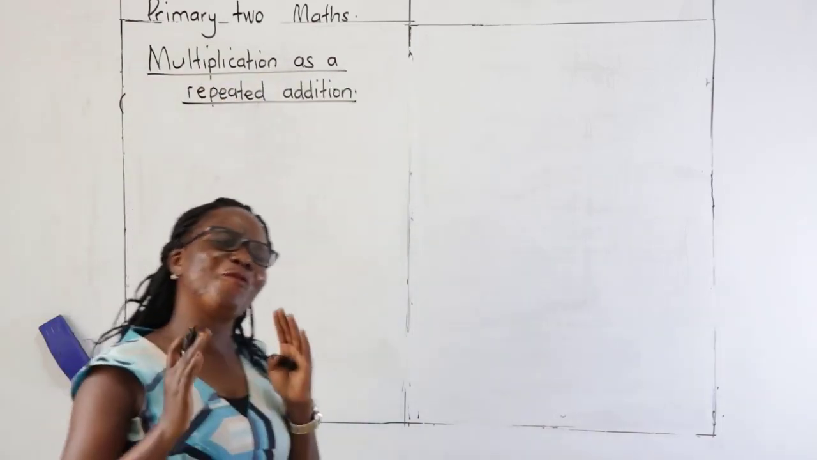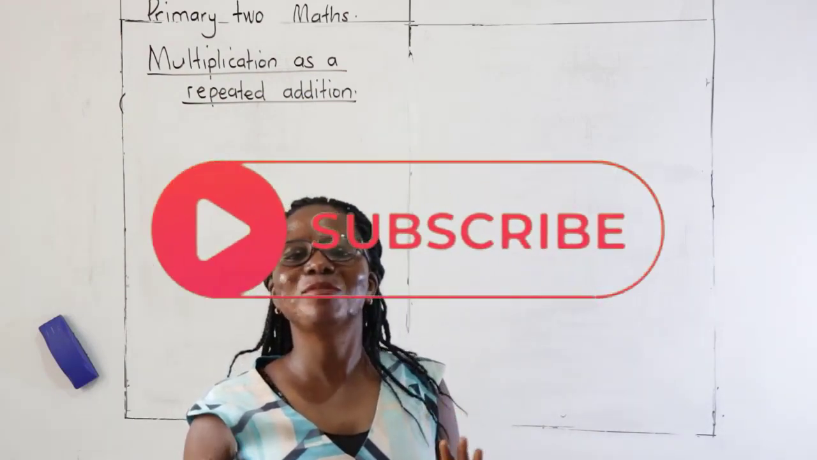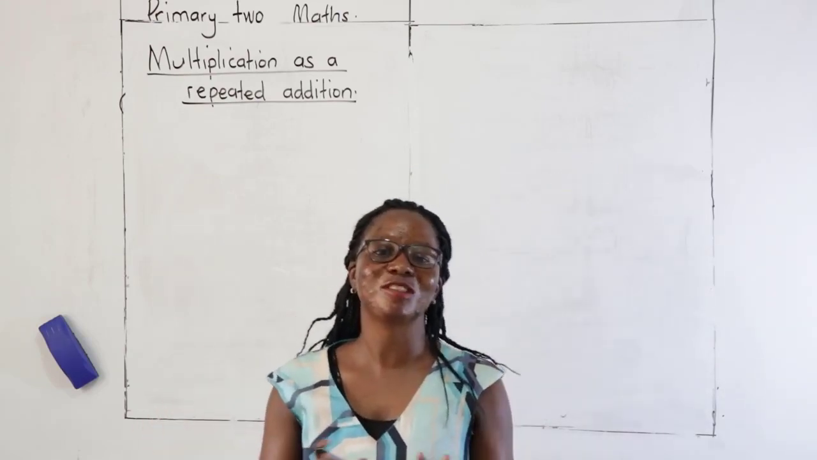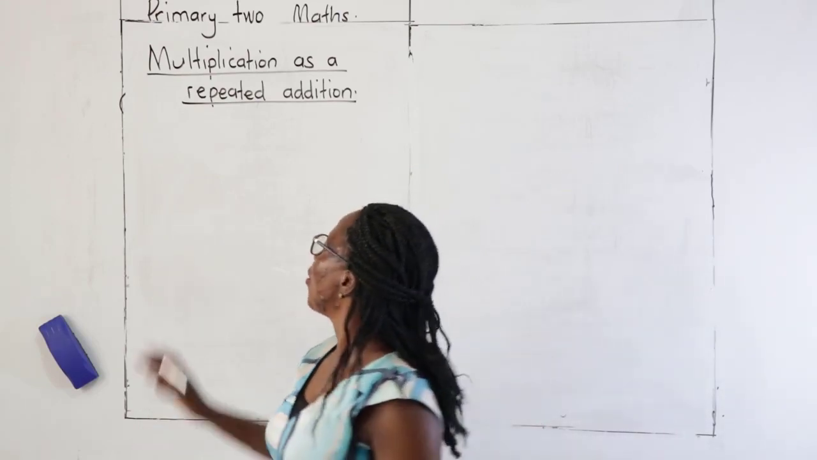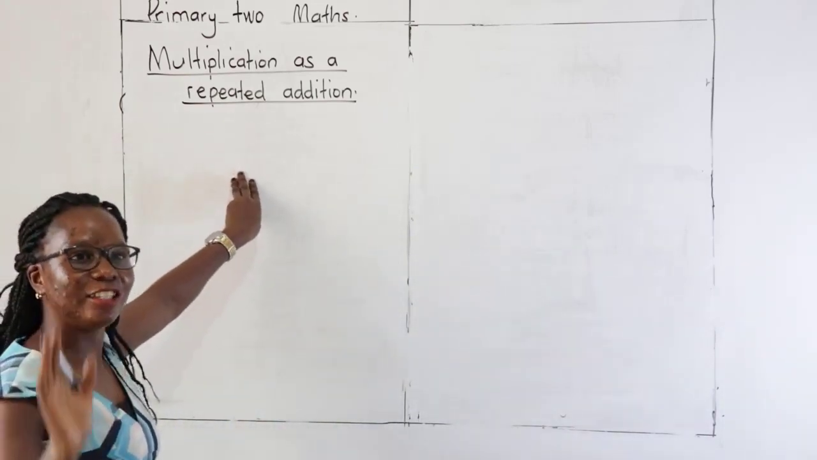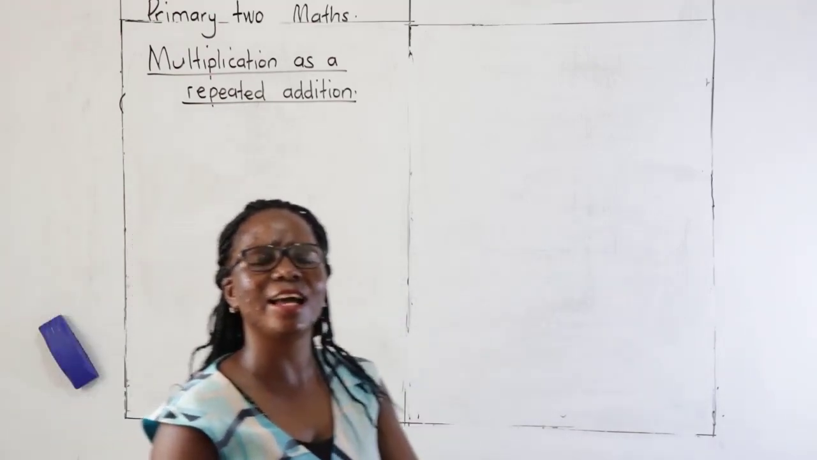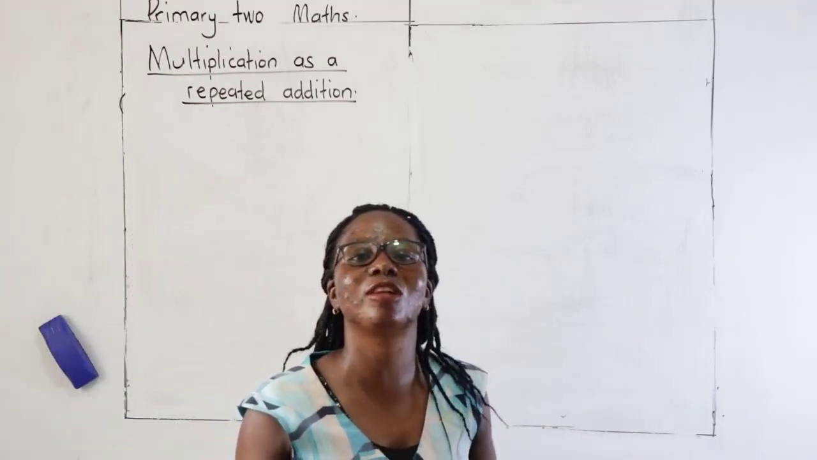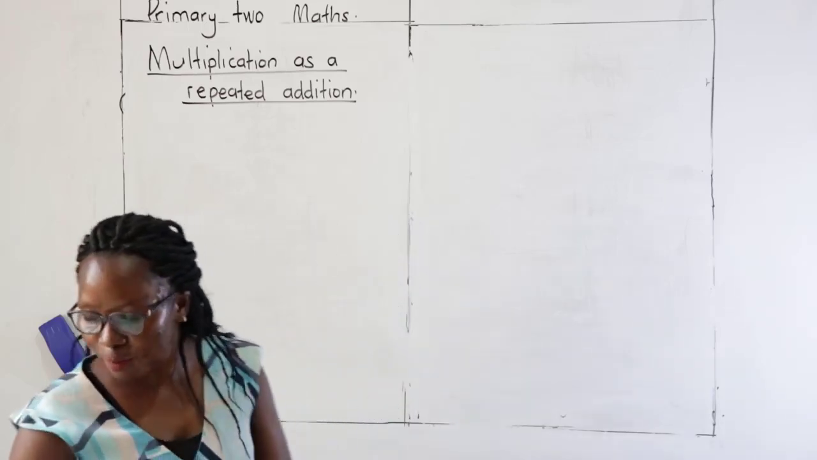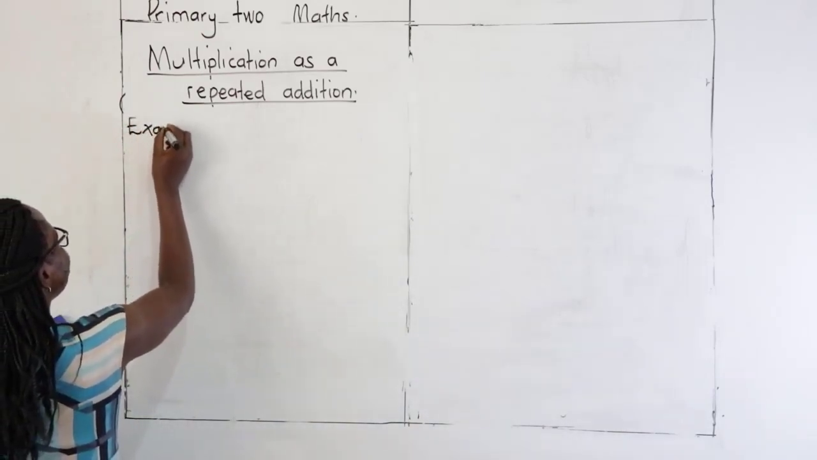I want us to go very, very slowly, because when it comes to multiplication, some people get so confused. But here we are to simplify things for you. So we are going to look at multiplication as a repeated addition. When you continue adding numbers, you end up getting multiplication out of it. It is another method of multiplying numbers. So here are the examples. I want you to look at me.